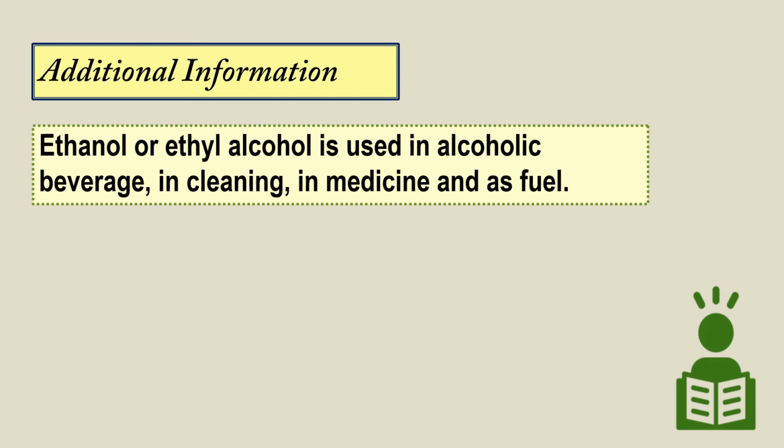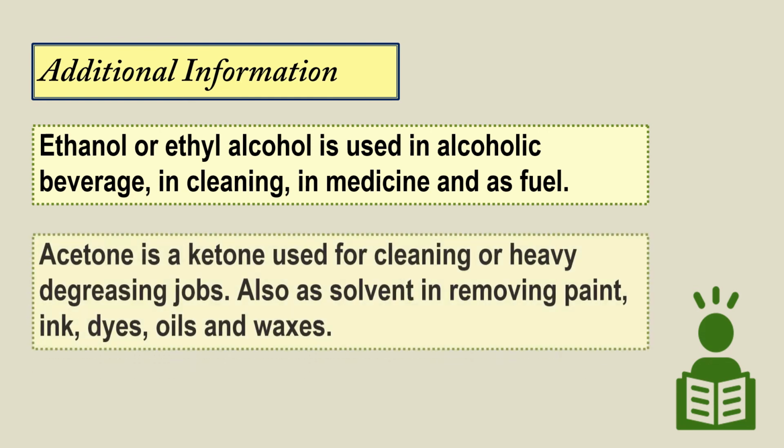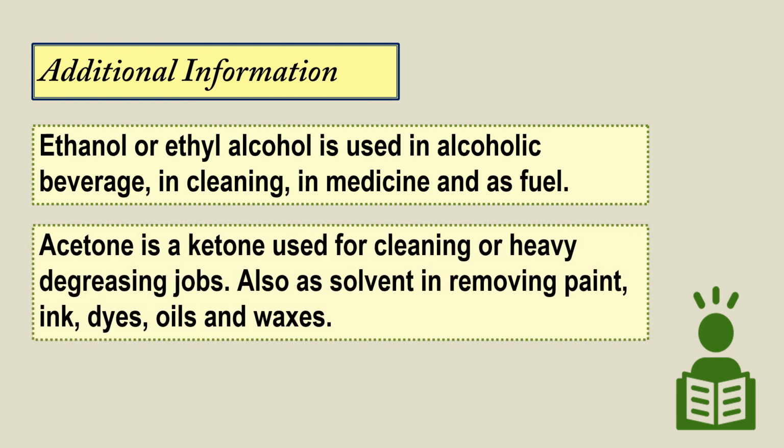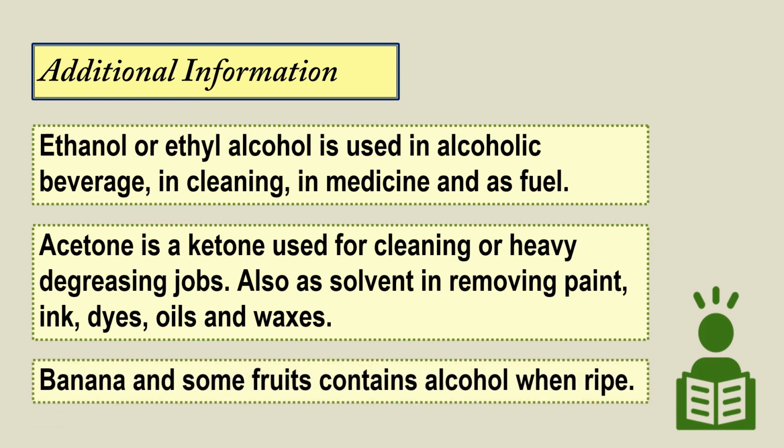Ethanol or ethyl alcohol is used in alcoholic beverage, in cleaning, in medicine, and as fuel. Acetone is a ketone used for cleaning or heavy degreasing jobs, also a solvent in removing paint, ink, dyes, oils, and waxes. Banana and some fruits contain alcohol when ripe.